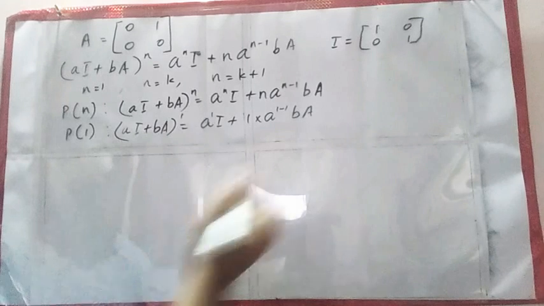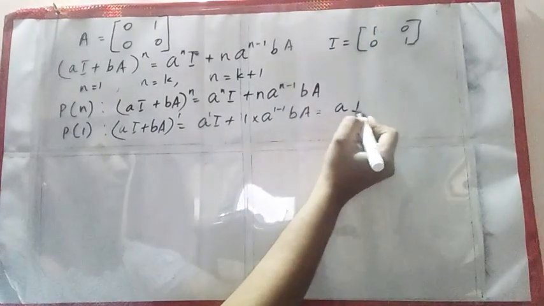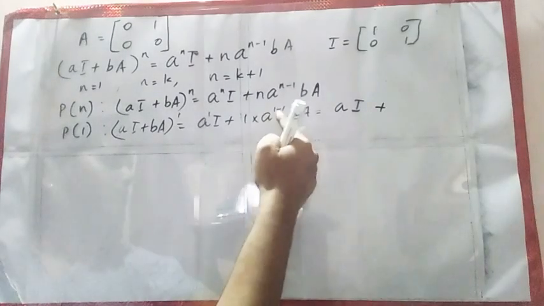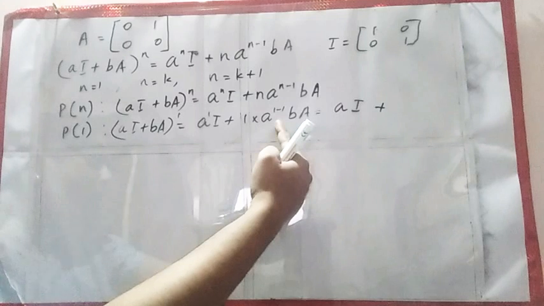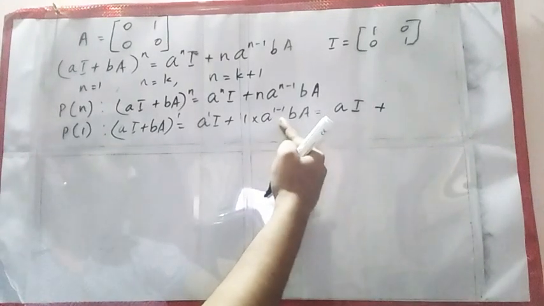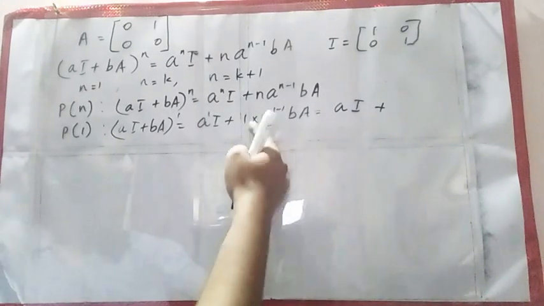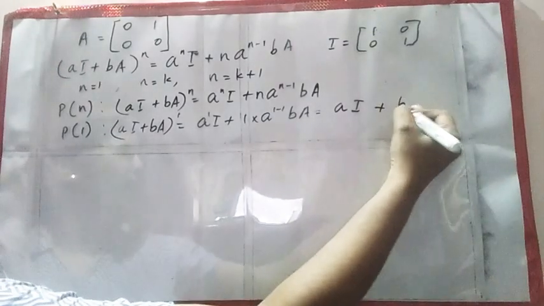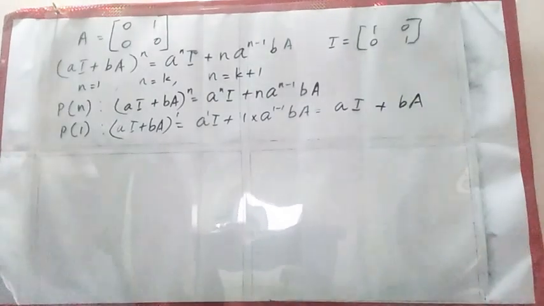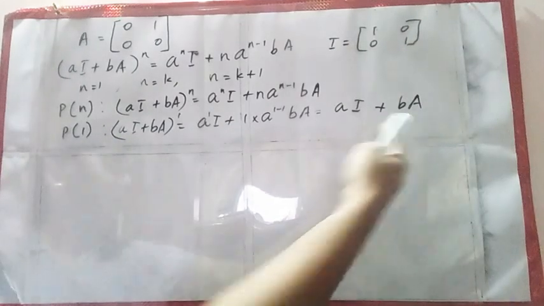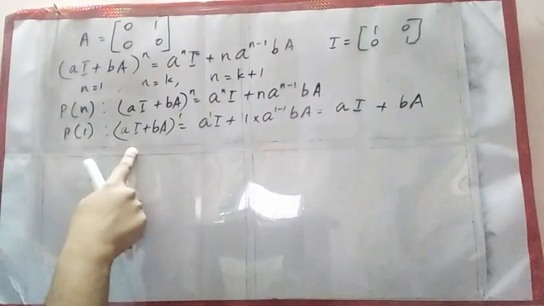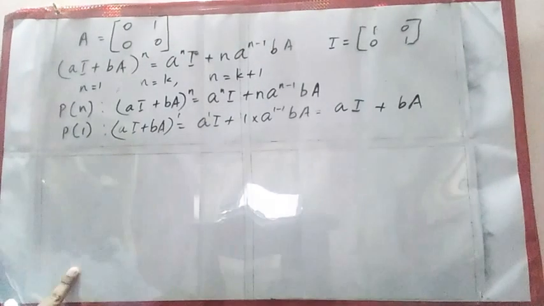That is equal to aI plus 1 into a^(1-1) bA. We know that a^(1-1) is equal to a^0, and the value of a^0 is 1. So this term becomes bA. So we got (aI + bA)^1, or aI + bA, is equal to aI + bA. So the statement P1 is true. Now we have proved that the statement P1 is true.